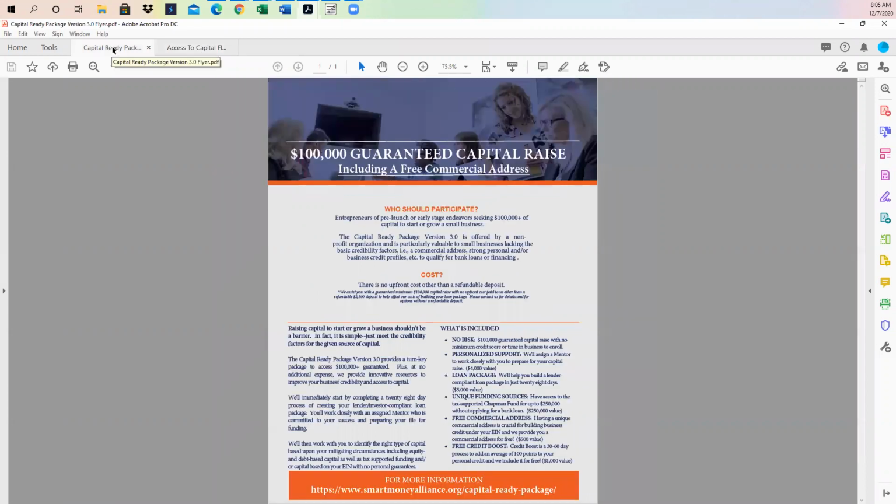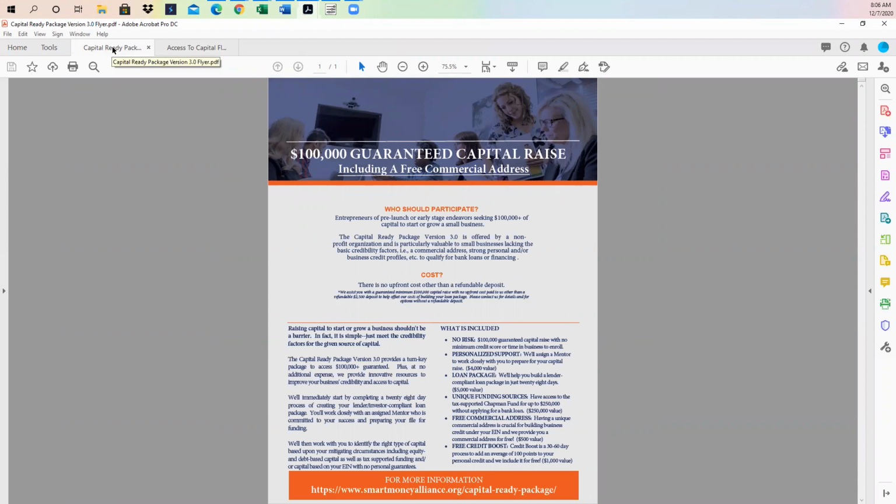But with Capital Ready 3.0, do they pay $2,500 up front? Yes, you collect it. You keep half, you submit half to us. Is credit boost included at no additional charge? Yes, it is. Is the commercial address included at no additional charge? Yes, it is. Well, why are those big deals?